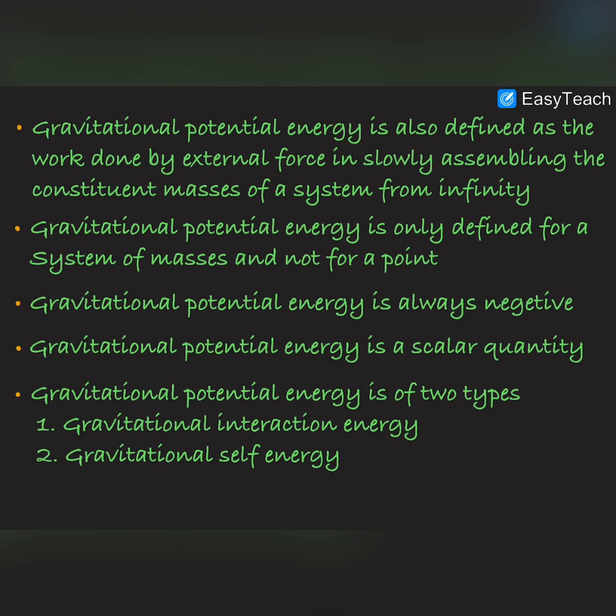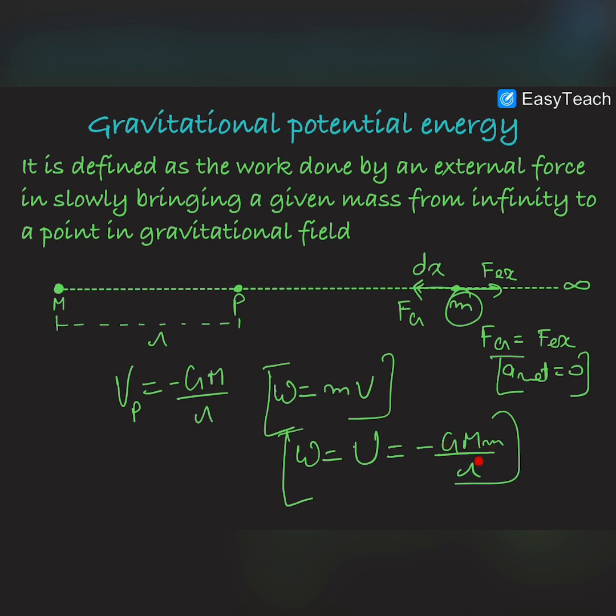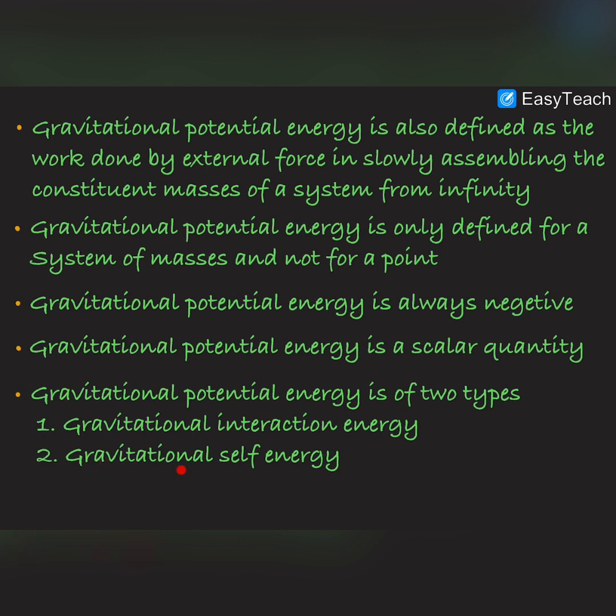Obviously energy is a scalar quantity, and the gravitational potential energy is of two types. The first is the gravitational interaction energy, in which there are two masses, like we have derived the formula minus GMm by r. So this is the interaction energy, and there is a second type of energy which we would discuss in the later part, called gravitational self energy. So this is the gravitational potential energy.